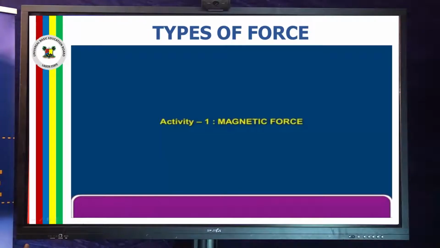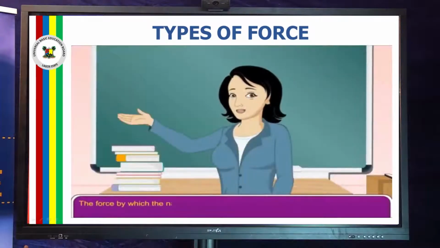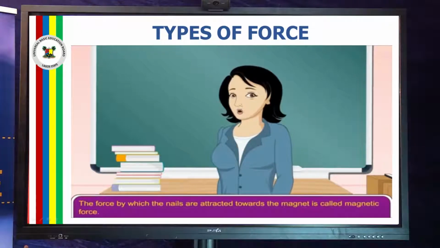Activity 1. Take a few iron nails or pins and keep them on a piece of paper. Bring a magnet near them. What do you observe? The nails or pins move towards the magnet and get stuck to it. The force by which the nails are attracted towards the magnet is called magnetic force.